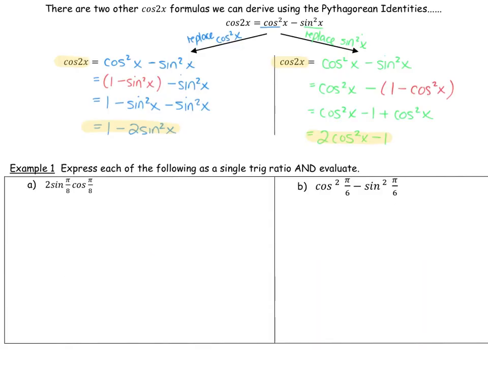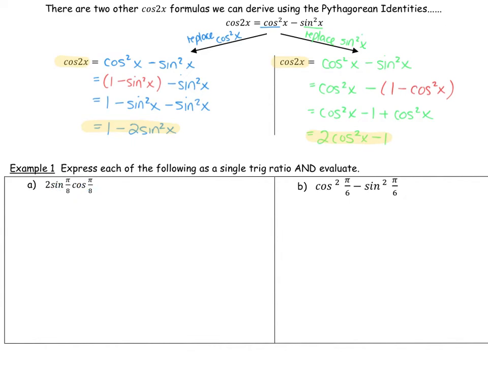So in this first example, just like we did with the compound angle formula, we're going to look at recognizing which formula it is and then applying our knowledge. I hope you can see in this first one that the issue is I could not find an exact value for sine of pi over 8 or cos of pi over 8. That's not one of our special triangles.